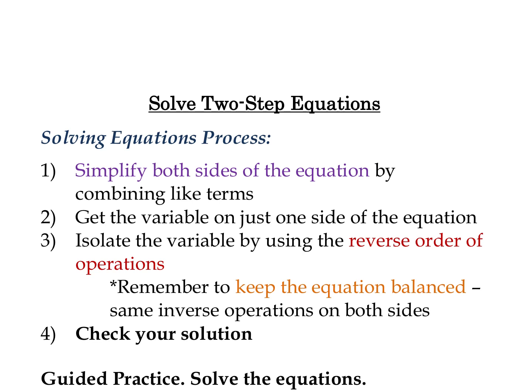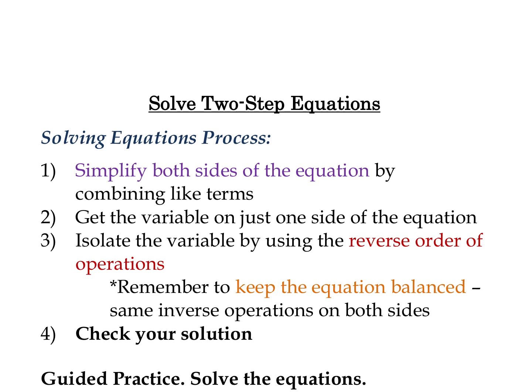Then we want to simplify the left side, simplify the right side, and then we can work on getting the variable on just one side and use our inverse operations. Okay, so first, simplify both sides of the equation. Then, when we have to work between the two sides, we want to get the variable on just one side of the equation as our next step, and then isolate the variable using the reverse order of operations. Remember, we're going to use inverses that undo each other.